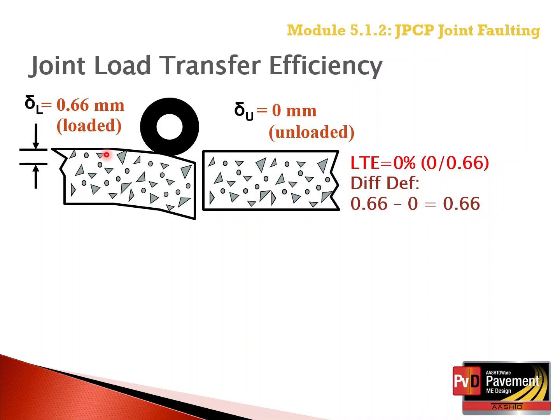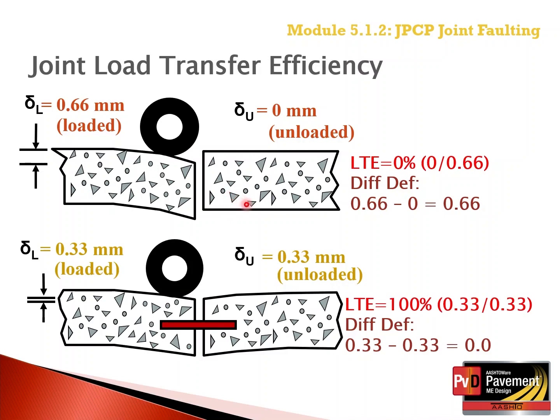This slide includes a schematic illustration of the load transfer efficiency for two extreme conditions. The first is when no load is transferred across the transverse joint, so the differential deflection is equal to the deflection of the loaded slab, and the load transfer efficiency is basically zero. This condition is approached when dowels are not used and the width of the joint is higher or greater for whatever reason.